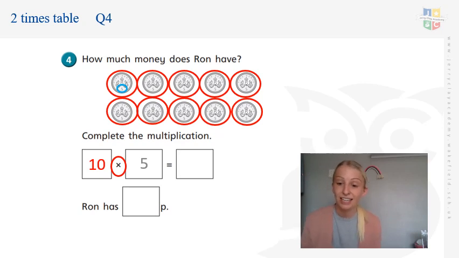And then easy peasy, I can count in 5s to find the total. 5, 10, 15, 20, 25, 30, 35, 40, 45, 50. So my answer is 50. So Ron has altogether 50p. So even though it looks different and it's represented differently, it's still counting in groups of 5. So see if you can pause the video now and have a go at question number 4.